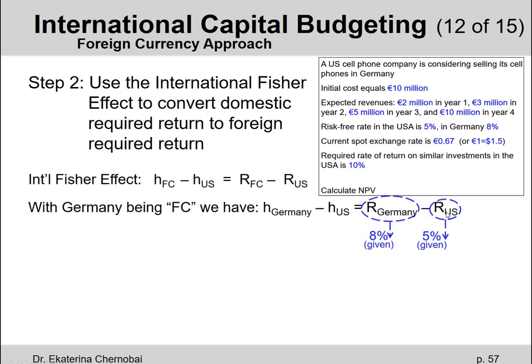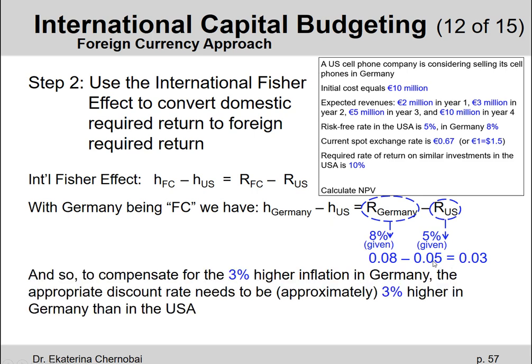Now let's plug in the numbers that we know. R Germany is the risk-free rate in Germany, that's 8%. R US is the risk-free rate in the USA, that's 5%. Both numbers are given in our problem. So the difference between 8% and 5% is 3%, which means 3% should also be the difference between the inflation rates, the two H's, right? H Germany minus H USA.